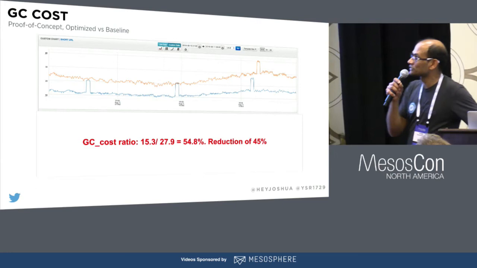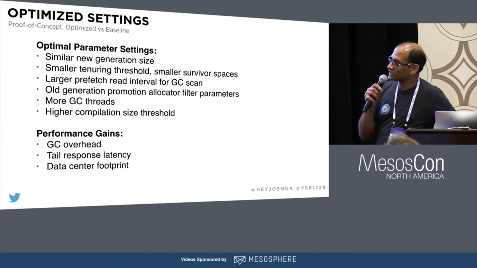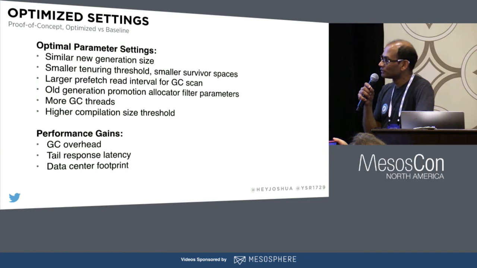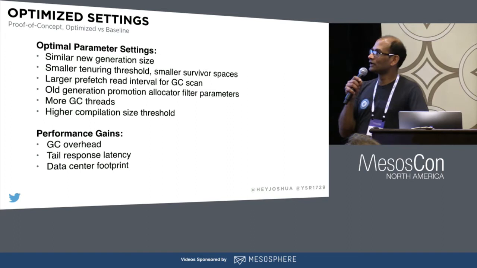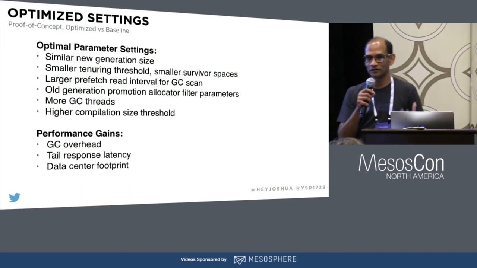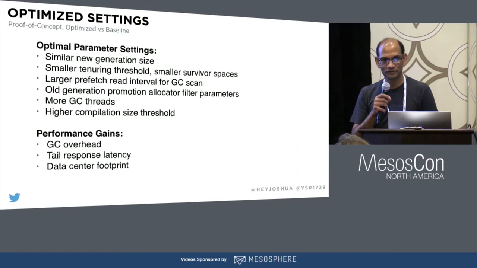I won't go into the optimized settings. I'll let you look over them in the slides that we have. But basically, what one can take away from this is that if this optimization carried over well to production, then we might be able to extract a data center footprint reduction and therefore a cost improvement in the data center. That's really what we are trying to get at.